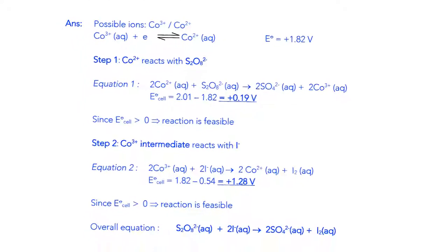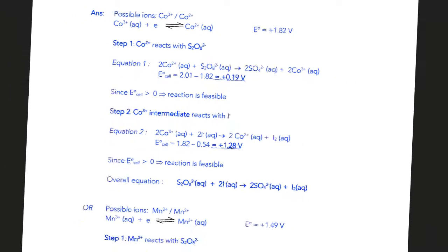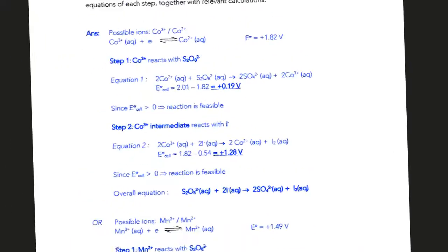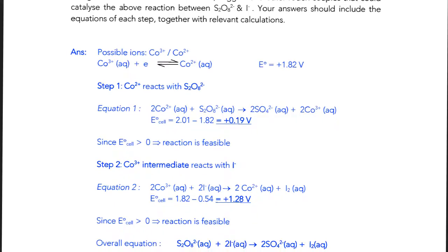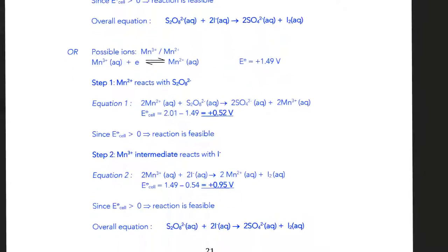I'm just going to show you the answer quickly. Your manganate can also do the same thing, because the E0 cell value is in between your peroxodisulfate and your iodine E0 values. So this is for cobalt, and this is for your manganate.